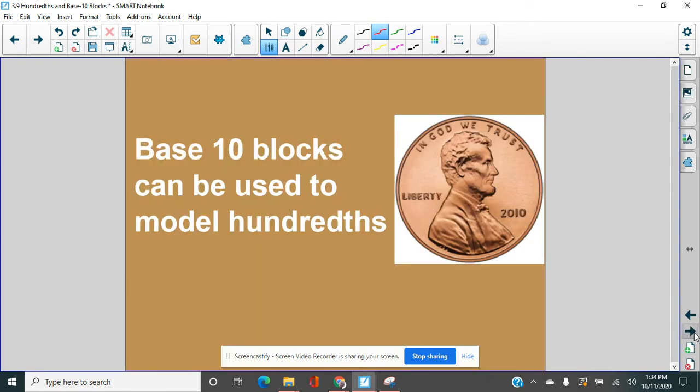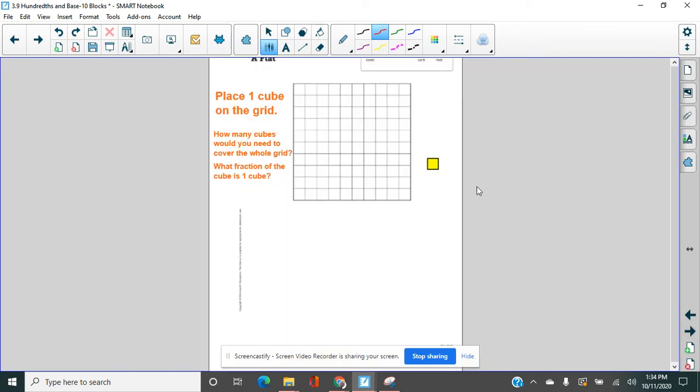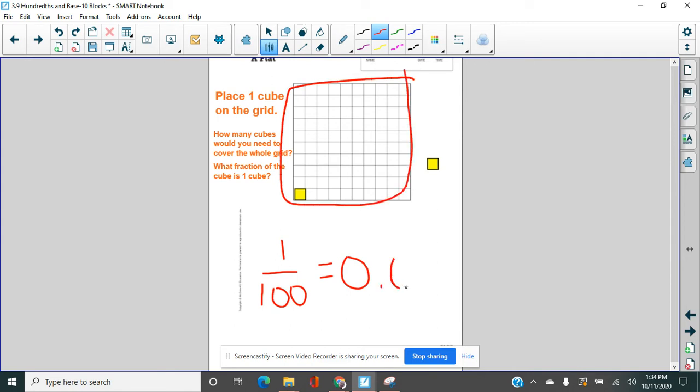Now, we can also use the little cubes in the base 10 blocks to model 100th. So if we put 1 cube on the grid, 1 cube, it is 1 out of 100. So we say this 1/100th. If we write it as a decimal, we have 0 wholes because we didn't cover the whole grid. We have 0/10ths because we didn't use any of the long pieces. And we have 1/100th, right?